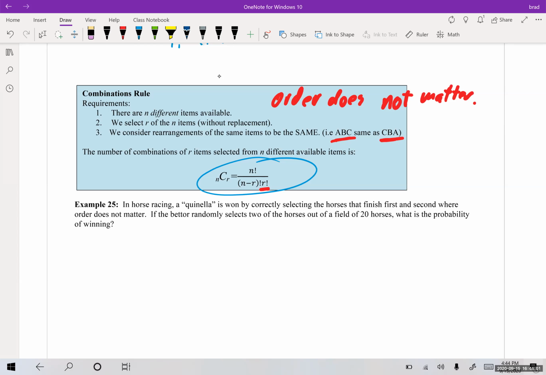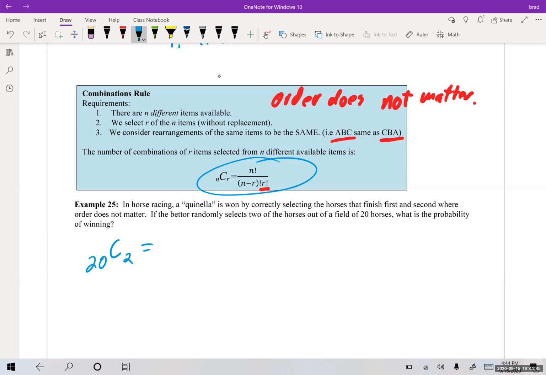So now we're going to do the horse racing one. Something called a quinella is won by correctly selecting the horses that finish first and second, where the order doesn't matter. So as long as you pick Shadow and Celeste, it doesn't matter who comes in first and who comes in second. They both count, okay? If the bettor randomly selects 2 of the horses out of a field of 20, what is the probability of winning? So I'm going to do the same exact problem. I'm going to do 20 choose 2, but I'm going to use nCr, which is a combination, because it doesn't matter which horse comes in first and which horse comes in second. We count that as the same. So that's the same winning ticket, whether it's Shadow first and Celeste second or Celeste first and Shadow second.